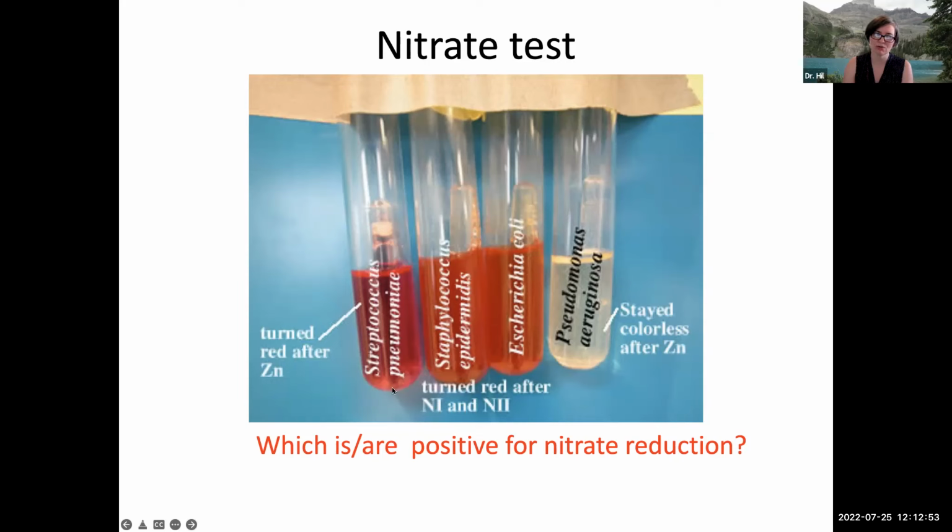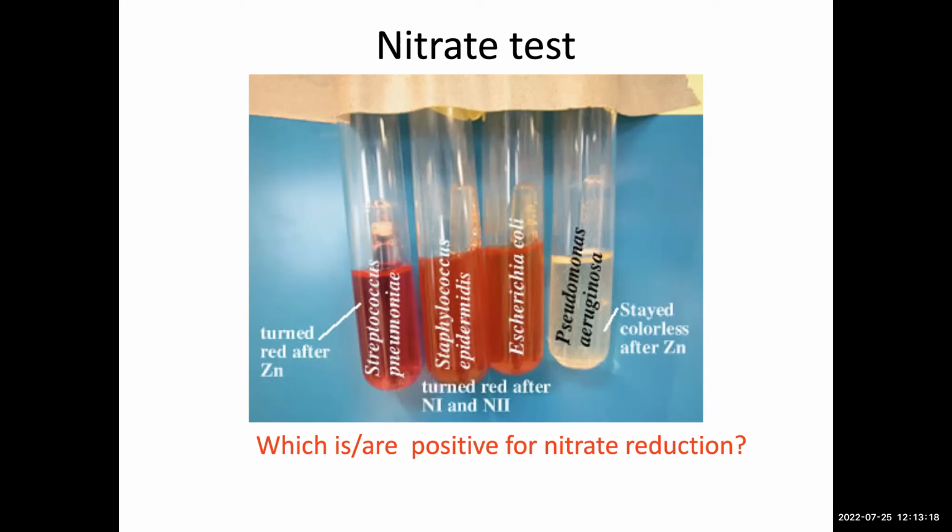Now we're left with these 3 red tubes. One of these red tubes is negative for nitrate reduction, and the other 2 are positive for nitrate reduction. Any guesses as to who is negative for nitrate reduction? Jolene, did you have a question? Oh no, I was just going to answer. Oh, instead of typing in the chat. Okay, go ahead and answer. Okay. So Streptococcus pneumoniae. Great. And everyone else in the class agrees with you.